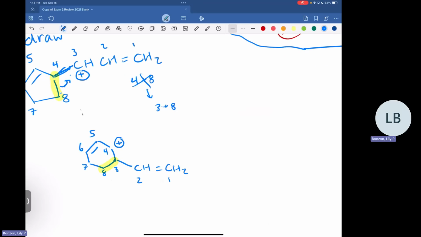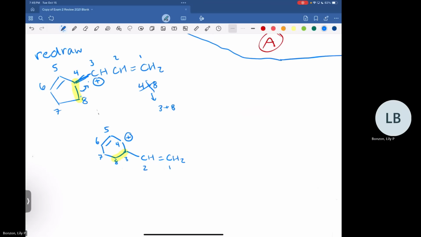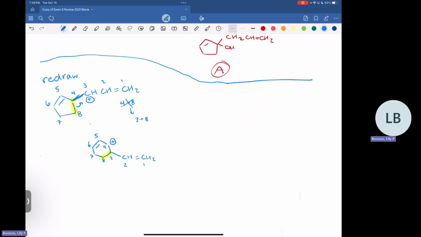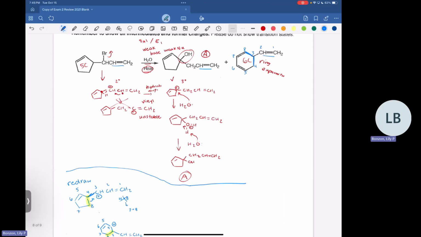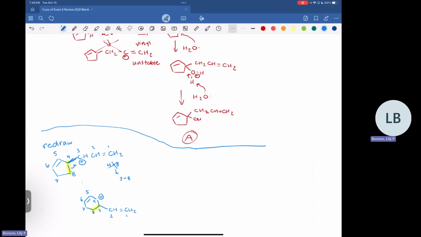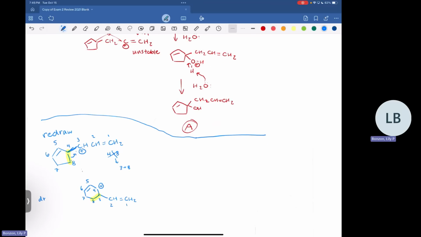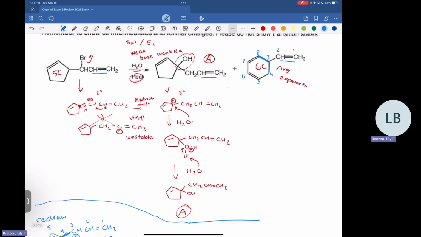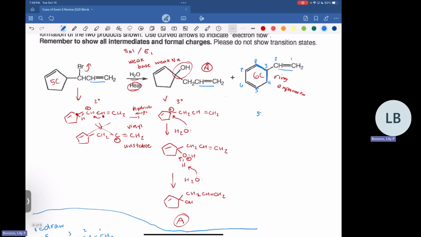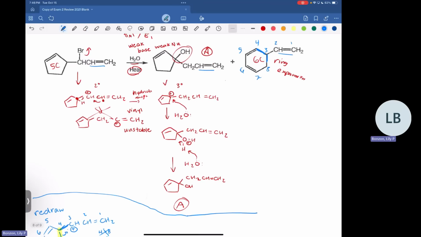The 8 kind of attacks 3. So now we have this carbocation. If you look at the final product, right now we have a double bond between 5 and 6. I think I numbered it wrong. So in the product we have a double bond between 4 and 5 and between 6 and 7.